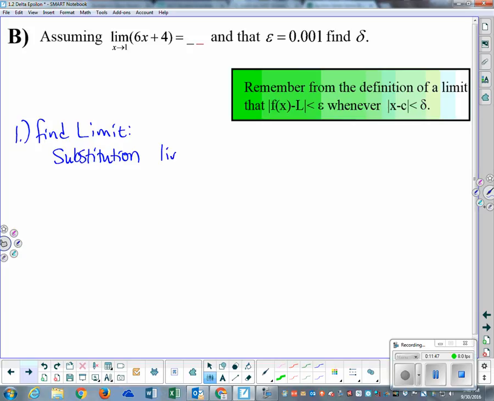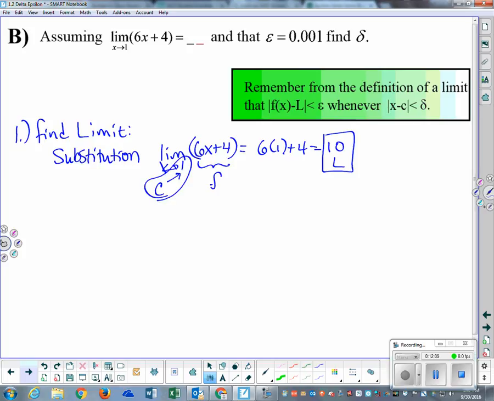So the limit as x approaches 1 of 6x plus 4 will turn out to be 6 times 1 plus 4, or 10. So this is my L value, 10. This is my C value, because I'm going to need that. And this is my f of x, isn't it?